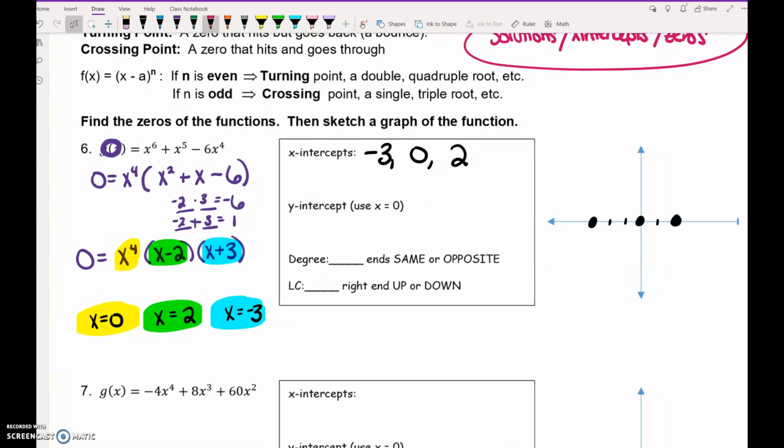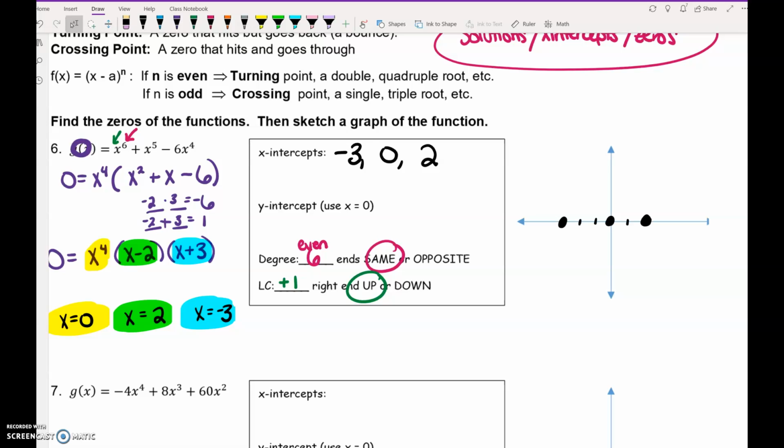Let's go back to the original problem and look at the degree and the leading coefficient. The degree is the largest exponent, 6. Is 6 an odd number or an even number? Even. And with even numbers, the ends go in the same direction. The leading coefficient is the number in front of the term with the largest exponent. In this case, it is +1. We don't really care that it's 1, we just care that it's positive. That means that the right side points up.